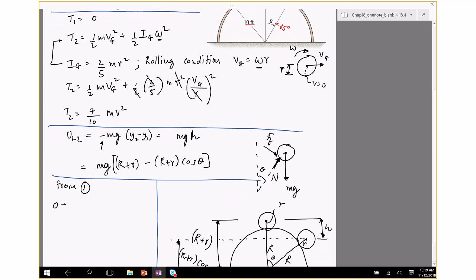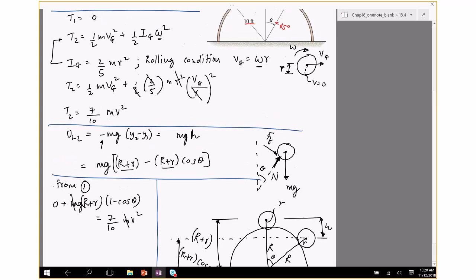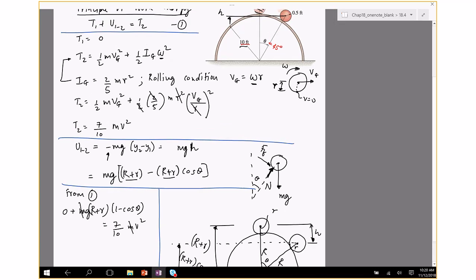T1 is 0, U12 is mg. I'm going to pull the R plus r common. 1 minus cosine of theta equals 7/10 mv squared. M cancels off. I believe all these things are known. R is 10, small r is 0.5, theta is 45. Velocity is unknown, so I can solve for velocity. It comes out to be, with gravity as 32.2, 11.9 feet per second.